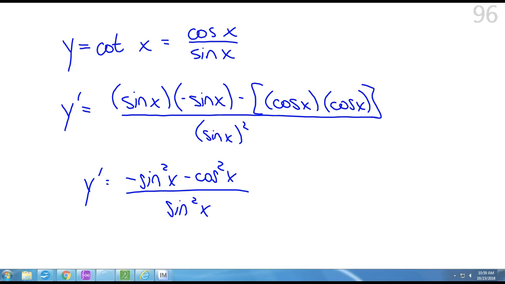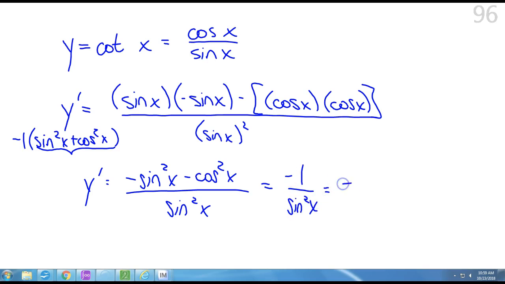And then you're kind of stuck, but you can think about it two ways. If 5 plus 6 equals 11, negative 5 minus 6 is negative 11. So if sine squared plus cosine squared is 1, then negative sine squared minus cosine squared is negative 1. Or think about it like you factored out a negative 1. What's this part come out to? 1. So then negative 1 times 1. So you end up with negative 1 over sine squared of x, which we would write as negative cosecant squared of x.